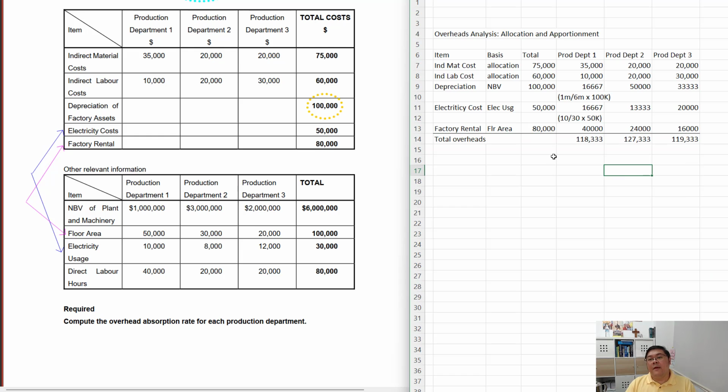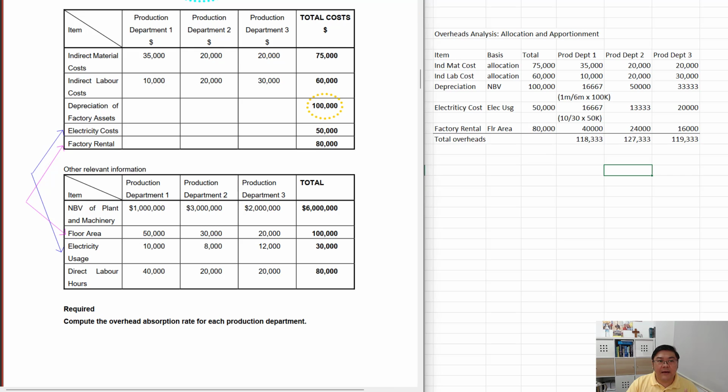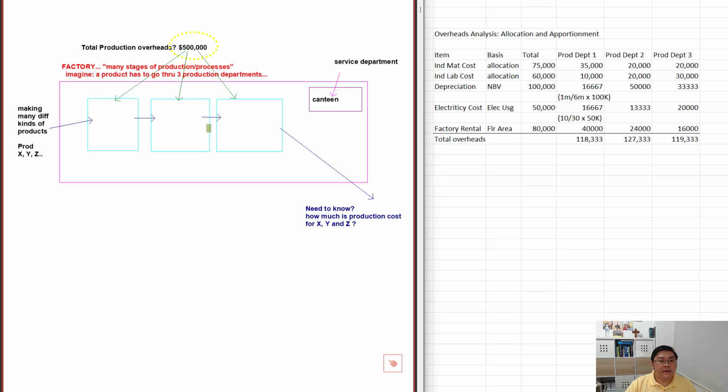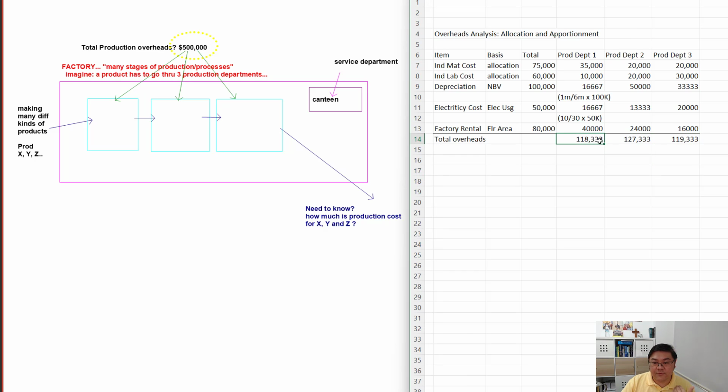Okay. Now, you have just identified how much of the overheads goes to each of these departments. Using back the example that I explained to you earlier, if the overheads is about $500,000, how much of that $500,000 goes to each of these departments? Right now I'm giving you another example, a different set of figures, where the amount of overheads that goes to department 1, 2, and 3 comes to this amount.